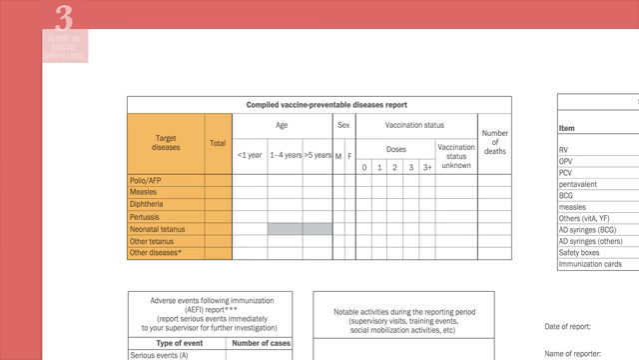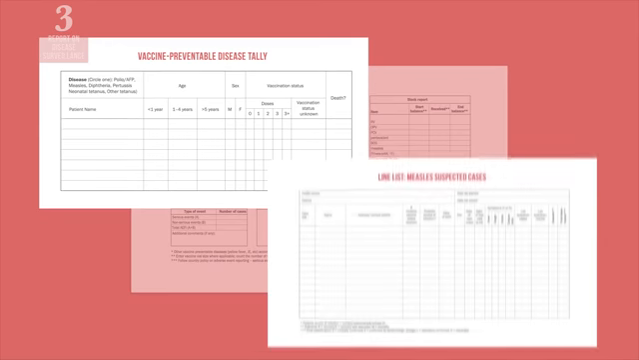You should also report the number of cases of any vaccine-preventable diseases that are under surveillance. Provide the monthly total for each disease, as well as the number by age, sex, and vaccination status, and any deaths. You will find this information in the vaccine-preventable disease tally sheet and line list.